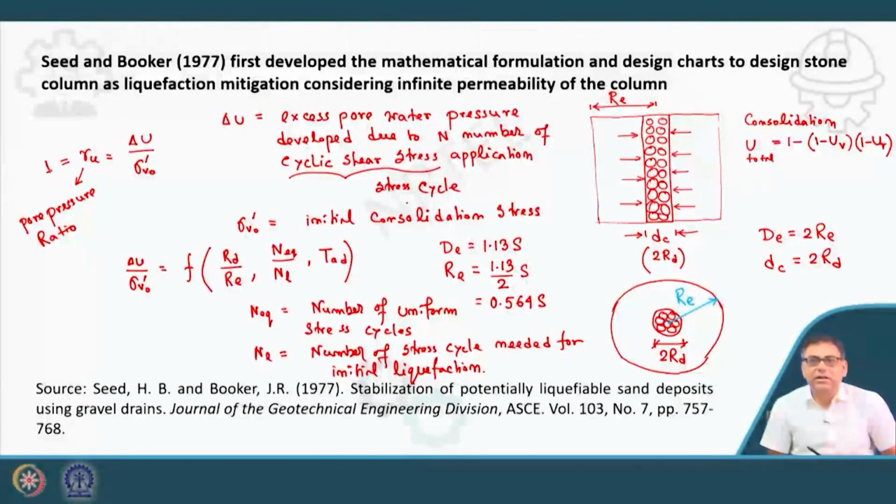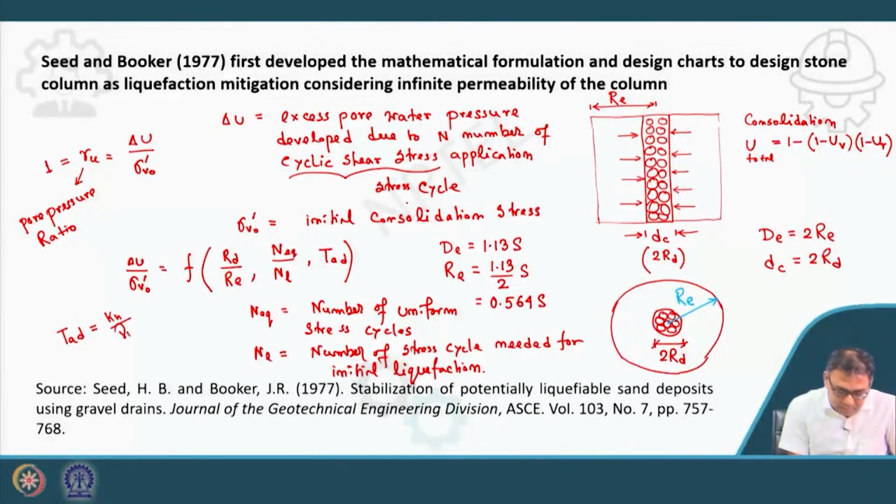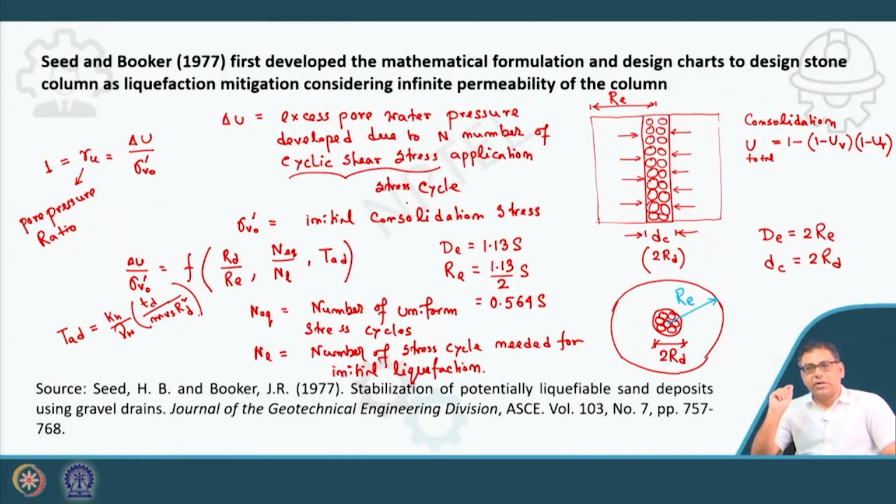And the third one is the T_AD. What is T_AD? This T_AD is basically equal to k_h by gamma_w, T_D divided by m_vs into r_d square. Okay, so here T_D is the duration of the earthquake. That means obviously del u should be a function of the duration of the earthquake.